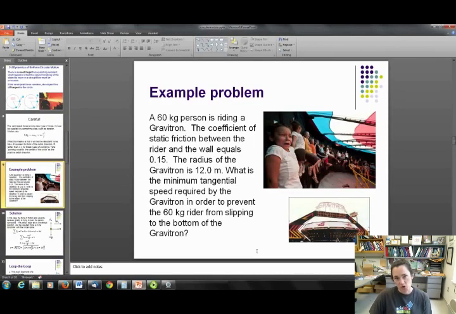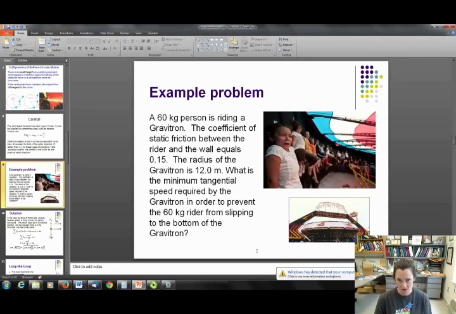You might have ridden this ride at a fair or something. Lots of times they call it the gravitron, but sometimes it has other names. Okay, so here you go. A 60-kilogram person is riding a gravitron. The coefficient of static friction between the rider and the walls equals 0.15. The radius of the gravitron is equal to 12 meters. What is the minimum tangential speed required by the gravitron in order to prevent the 60-kilogram rider from slipping to the bottom of the gravitron?